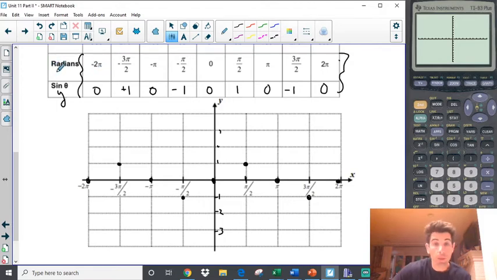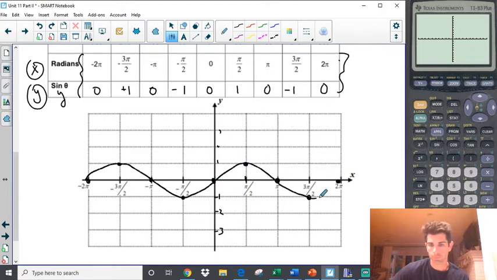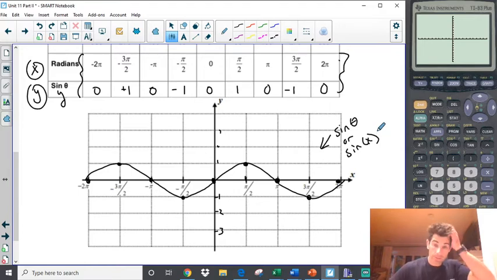Consider this your x. That's these guys. Consider this your y. Those are these guys. Now, if I go ahead and connect my points, it's going to look something like this. Okay, and that is perfect, if I do say so myself. This is graphing sine theta, or if we're using our calculator later, it's like graphing sine of x.